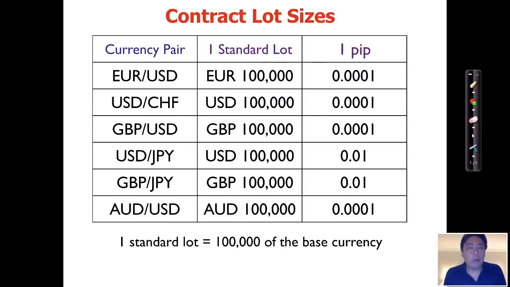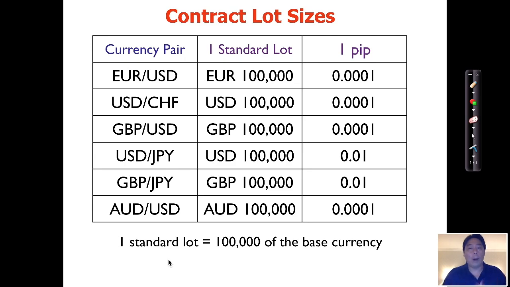In the forex markets, when you buy or sell, you're buying units of currency in lots. One standard lot that you buy is always 100,000 of the base currency. So if you buy 1 lot of Euro USD, you're actually buying 100,000 euros. If you buy 1 lot of dollar franc, you're buying 100,000 US dollars. So it goes by lots. And again, 1 pip is the 4th decimal place for non-yen pairs, and for yen pairs like dollar yen and pound yen, it is the 2nd decimal place. Just remember, one standard lot is 100,000 of the base currency.